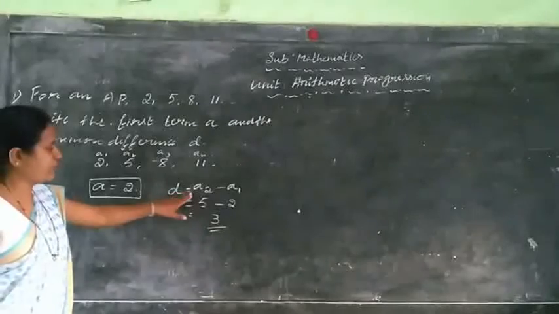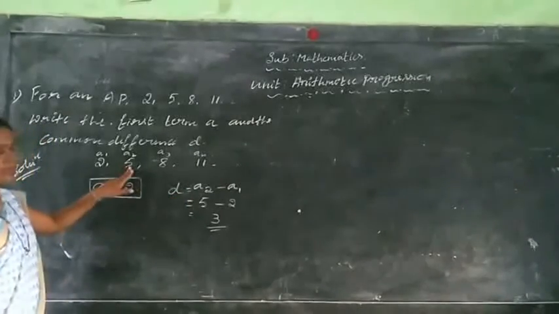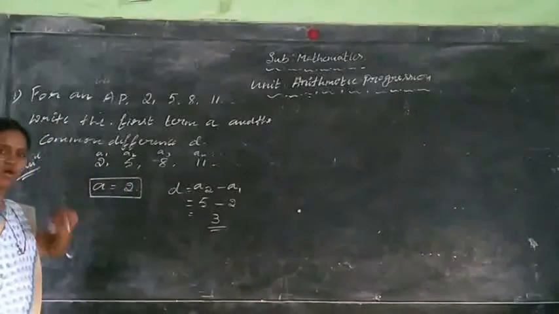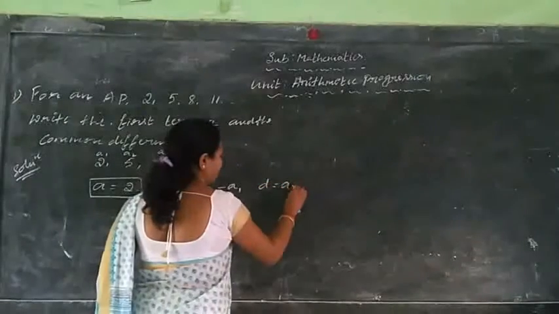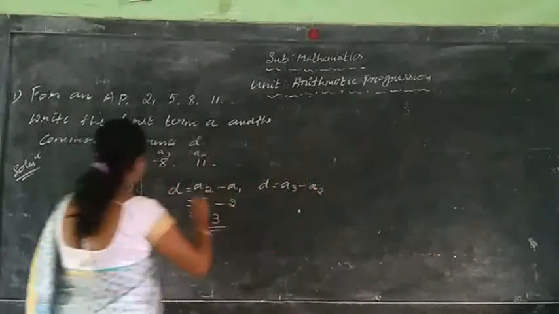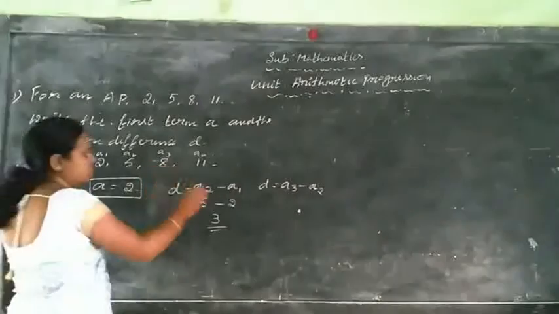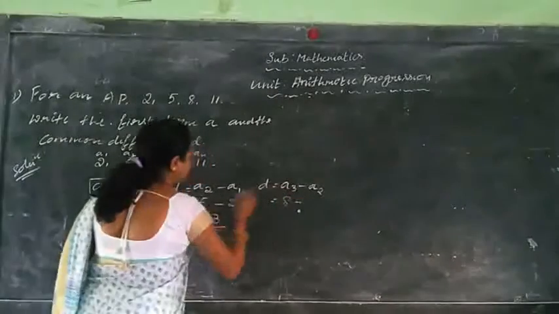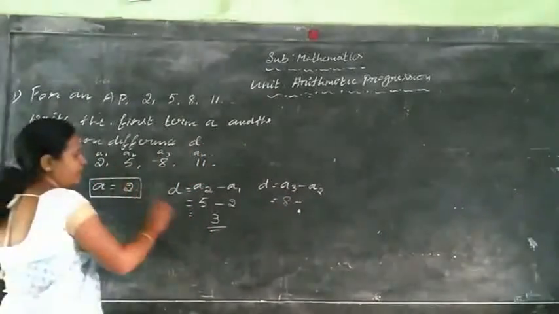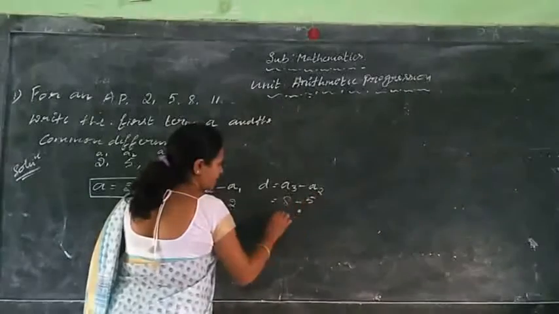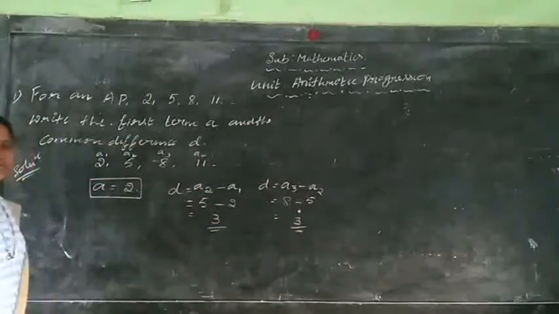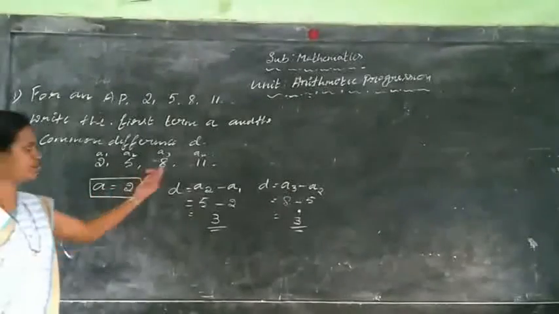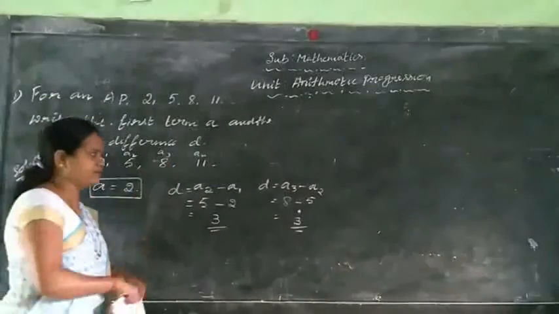Okay, here we have found the common difference for second term and the first term. If you want, we can cross check again, children, like d is equal to a3 minus a2. Third term is 8. And the second term is, children, 5. 8 minus 5 is 3. See, in both the cases, common difference is 3. You can check for next number also. 11 minus 8 is 3, isn't it?